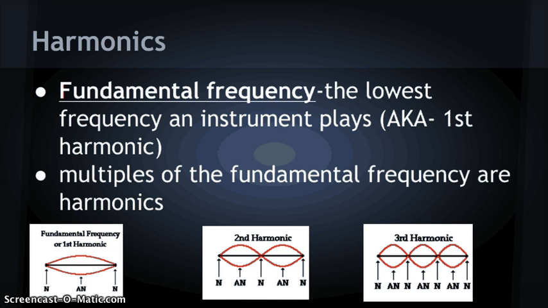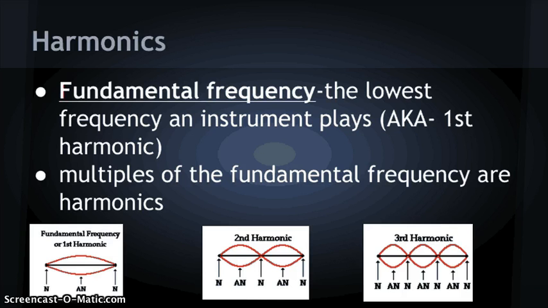In musical terms, the pitch of a note is determined by the frequency of a sound wave. The fundamental frequency is the lowest frequency or pitch an instrument can produce. This is also known as the first harmonic. Any frequency that's a multiple of the fundamental frequency is a harmonic.